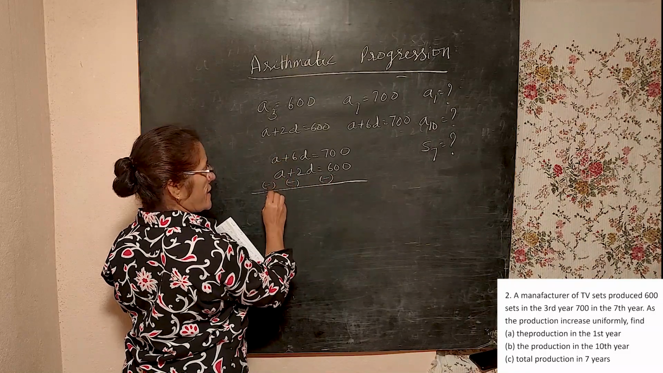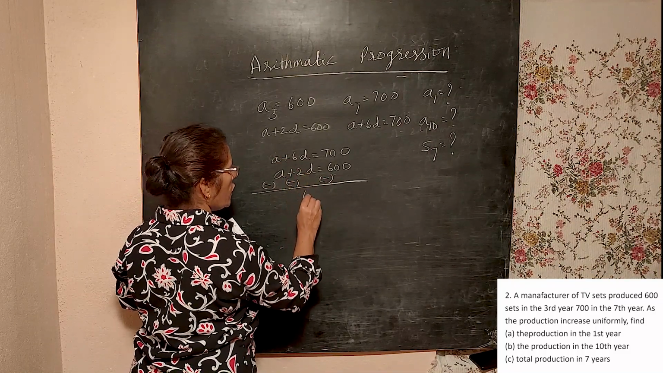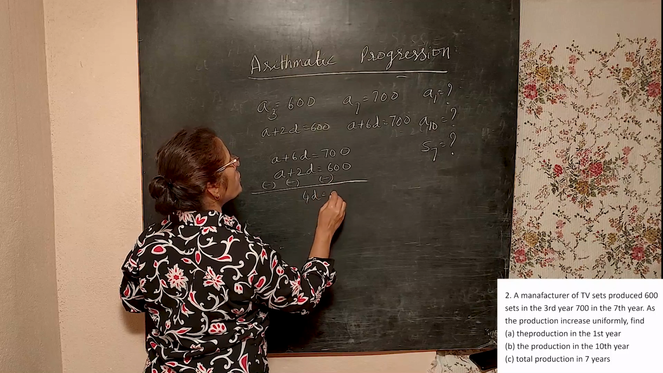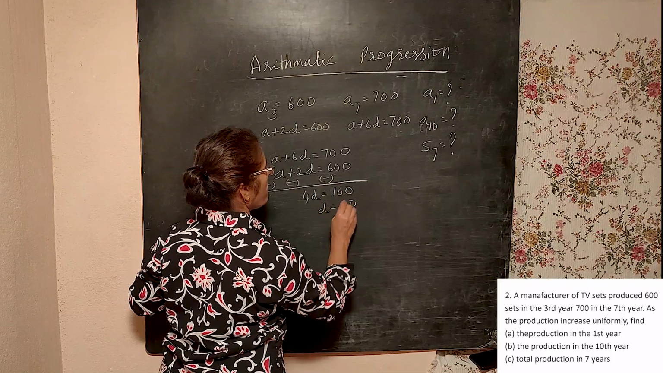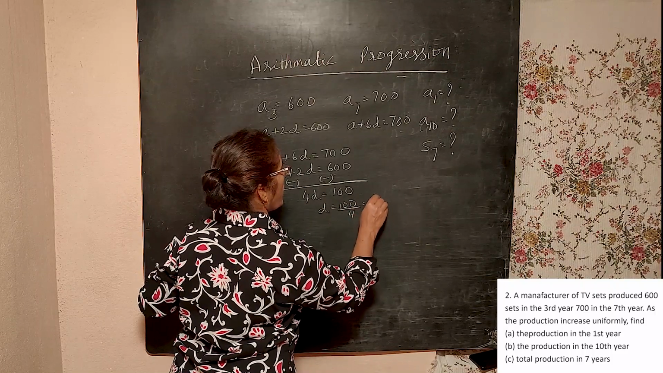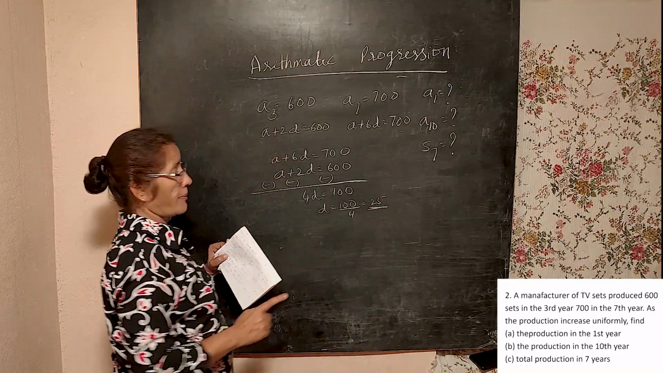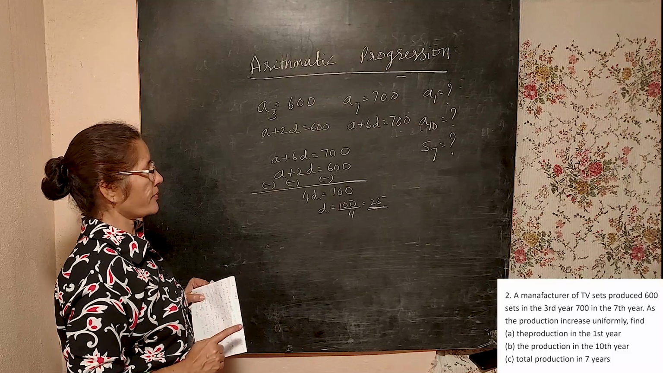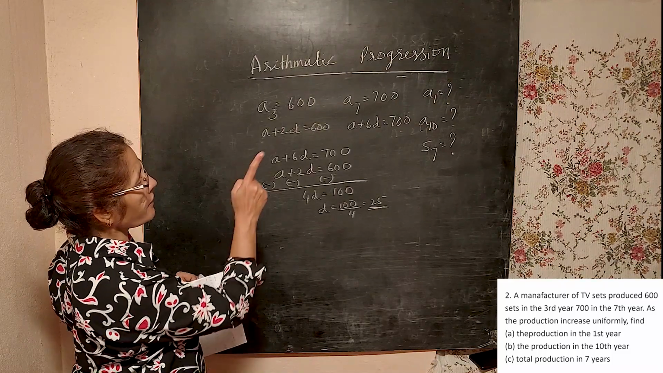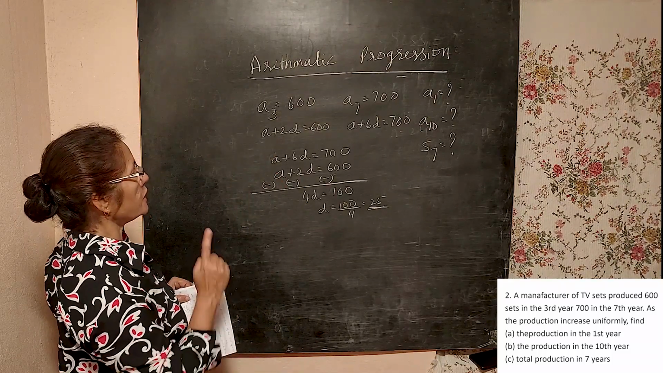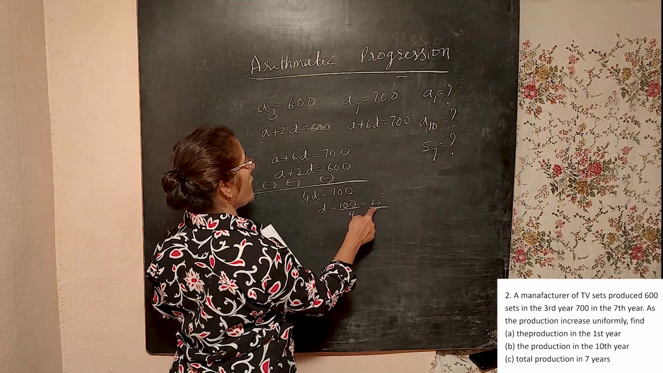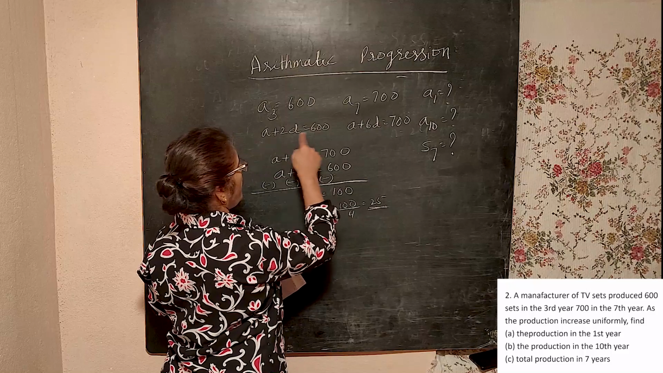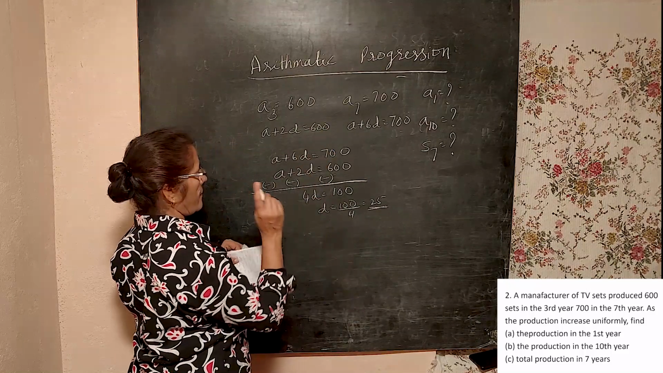So A minus A, 60 minus 2D, 4D is equal to 100. D is equal to 100 divided by 4 is equal to 25. So the common difference is 25. Now, what is the production in the first year? To find that, I can substitute the value D equal to 25 in any one of the equations. I will get A.